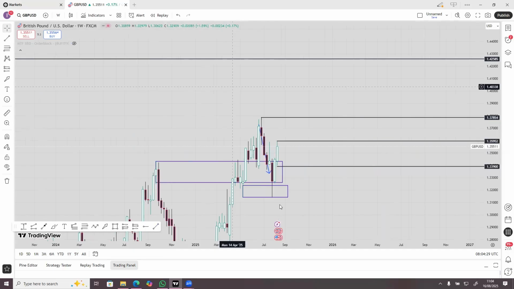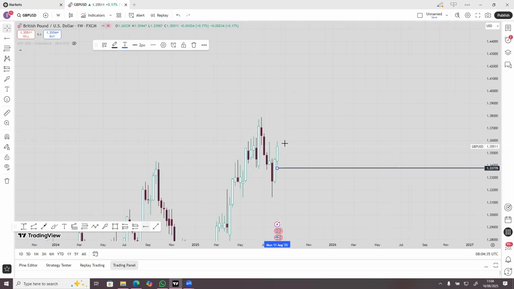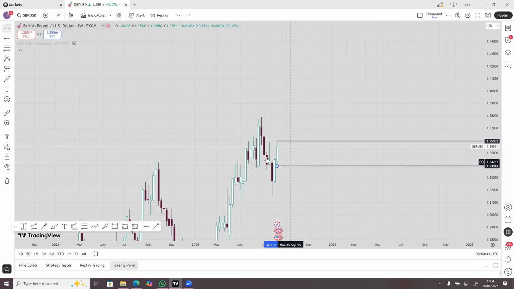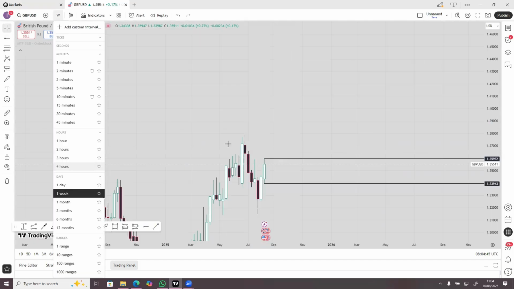So let us find the exact point where we can enter from. Let us mark that weekly range. That is our weekly range. Okay, we have to spot that weekly range. Okay, and you can shift to the 4 hour time frame.